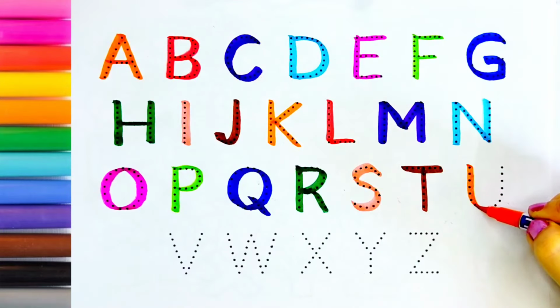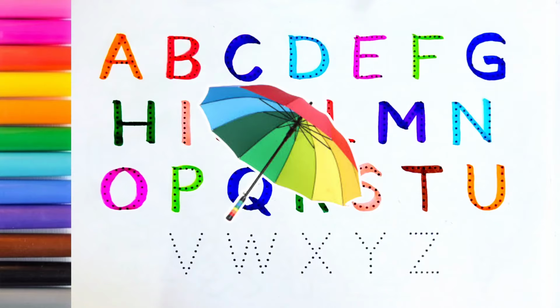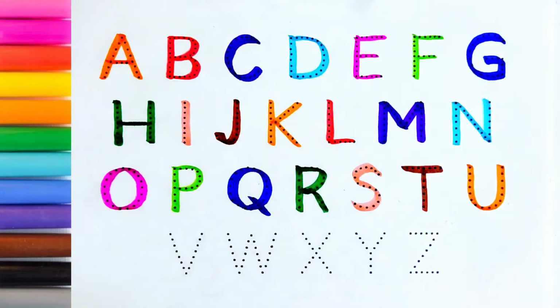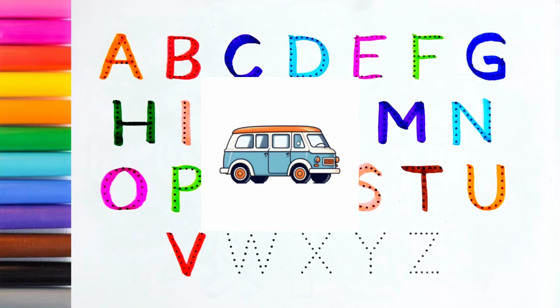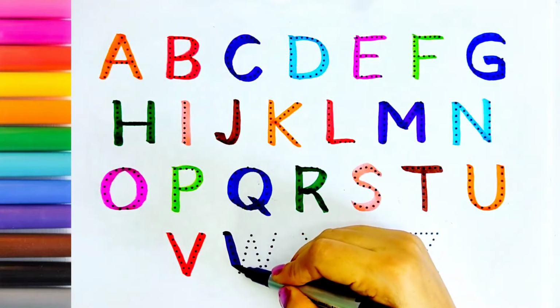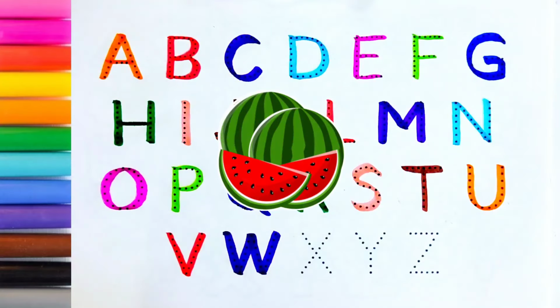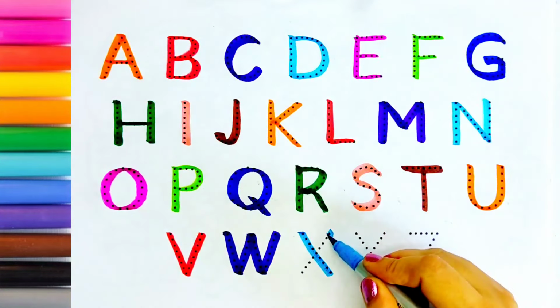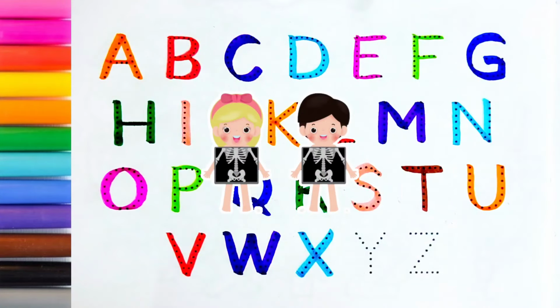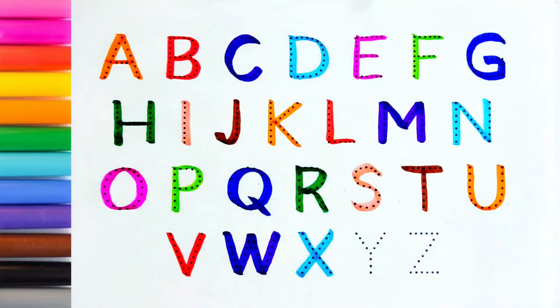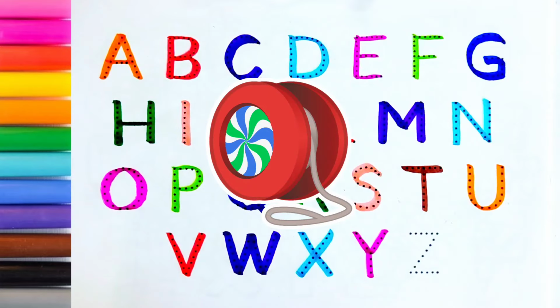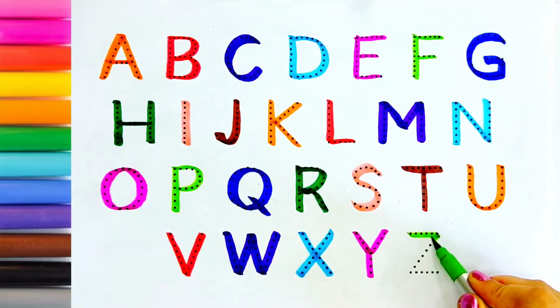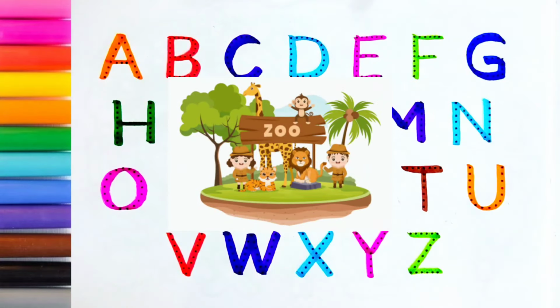Orange color. U for umbrella. Red color. V for fan. Purple color. W for watermelon. Sky blue color. X for x-ray. Pink color. Y for yo-yo. Light green color. Z for zoo.